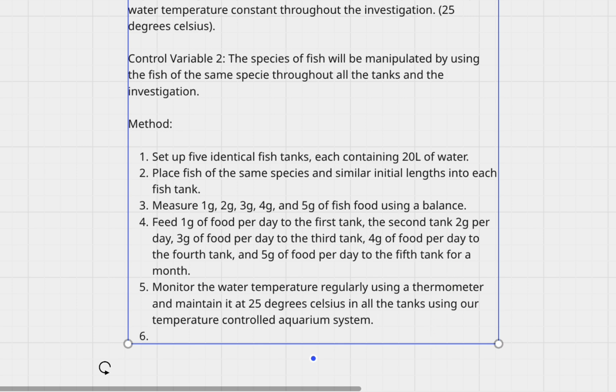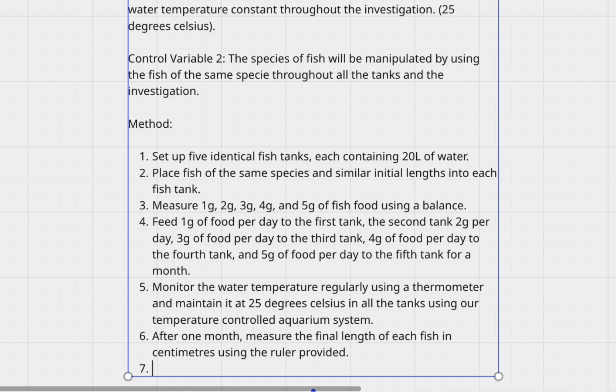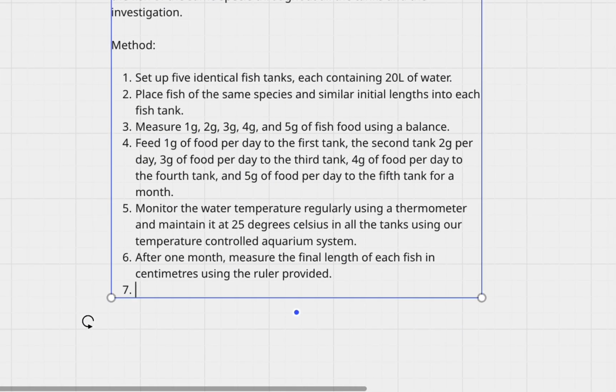The next sixth step is going to be, after 1 month, measure the final length of each fish in centimeters using the ruler provided. So we're just going to measure the final length of each fish after 1 month is over, to check the final length of each of the fish. And next, seventh step is going to be record the results in a table. We're just going to record the final length of each fish in the table.